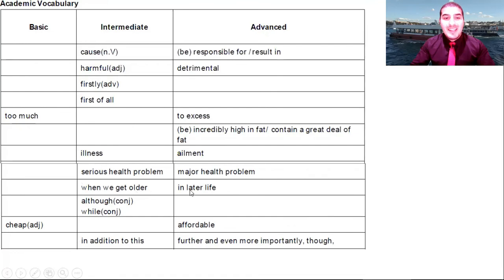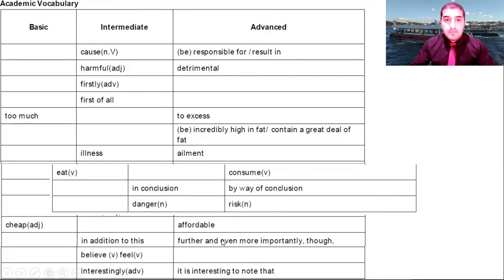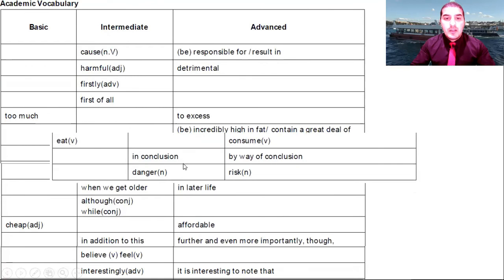When we get older: in later life. Although: while. Cheap: affordable, right? Affordable. In addition to this: further, and even more importantly, though, this is the academic way of writing. It is interesting to note that. Eat: consume. In conclusion: by way of conclusion. Danger: risk.